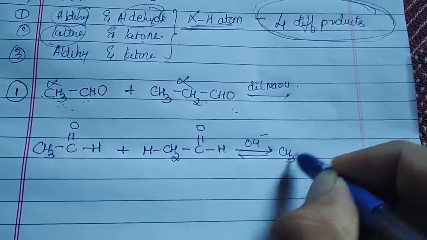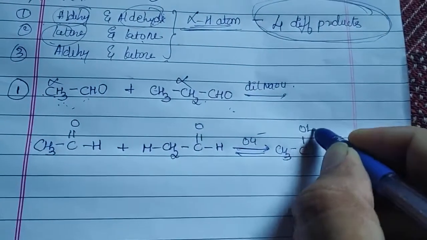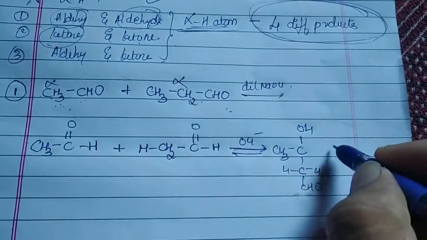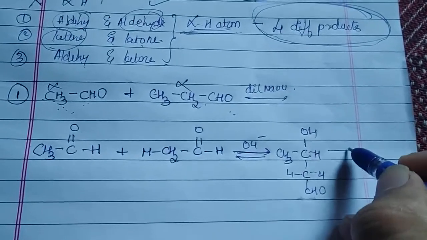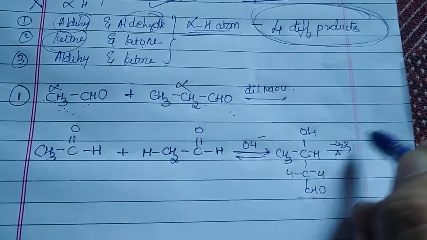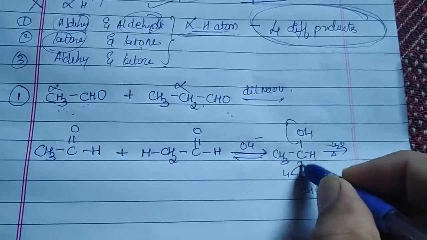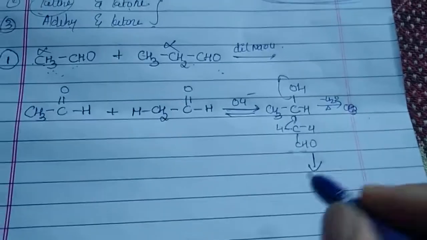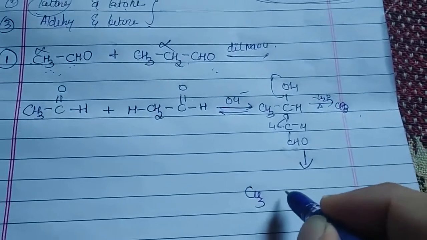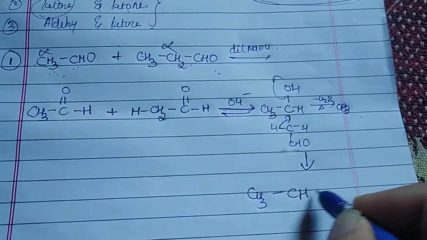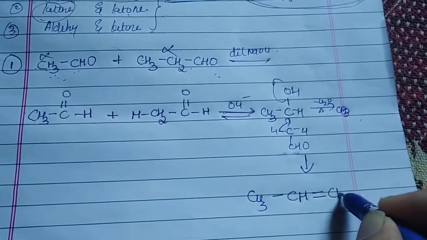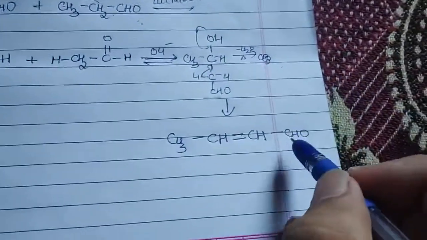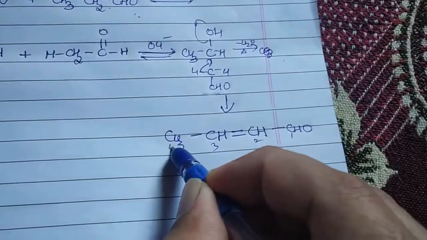So CH3 CHOH CH2 CHO. Here I have just missed one H. Then minus H2O on heating. So this OH goes out and a bond is formed here. So CH3 CH double bond CH single bond CHO. Yes or no? So what is its name? 1, 2, 3, 4.